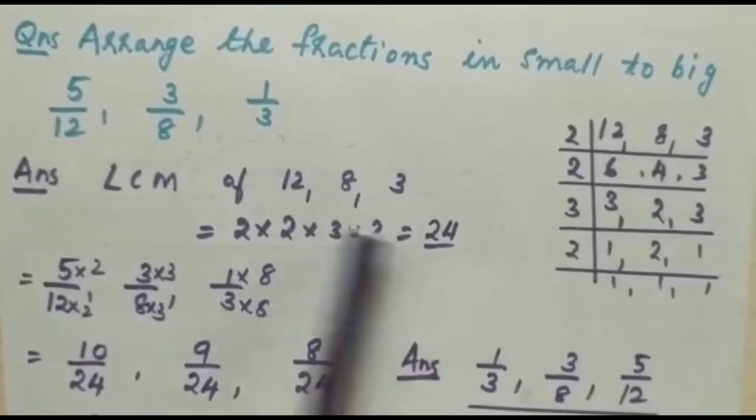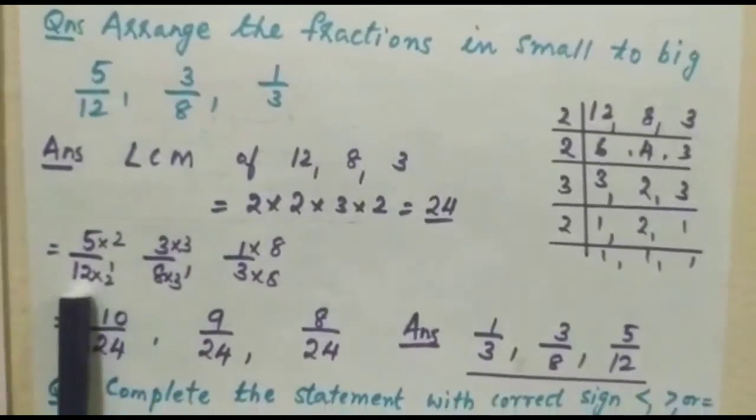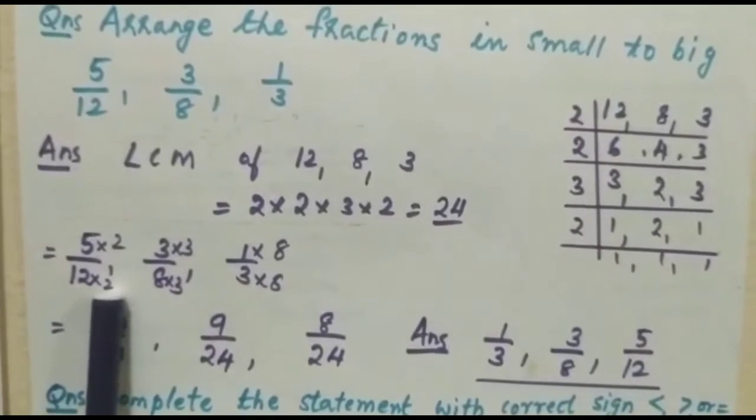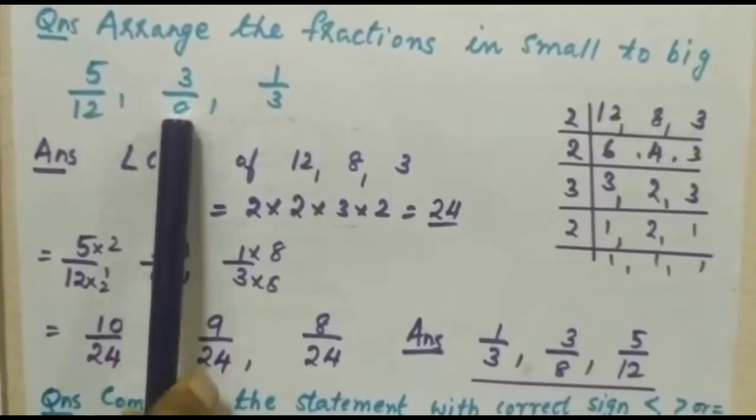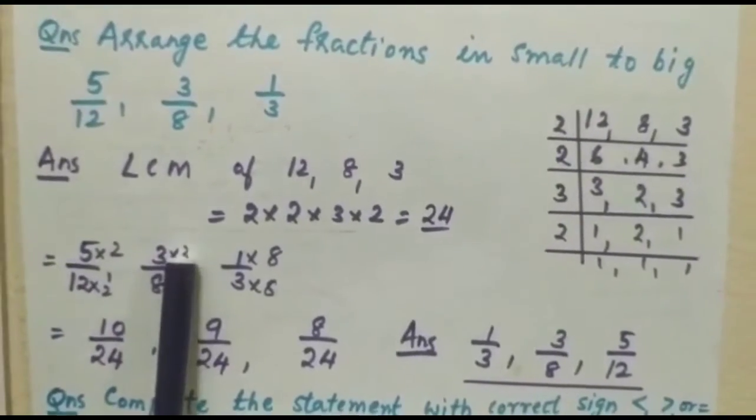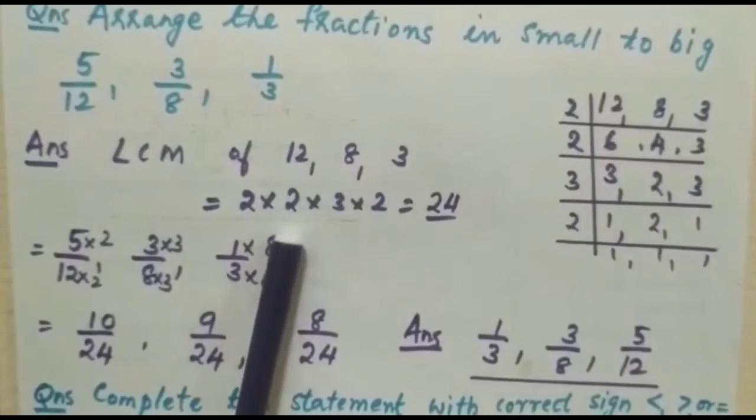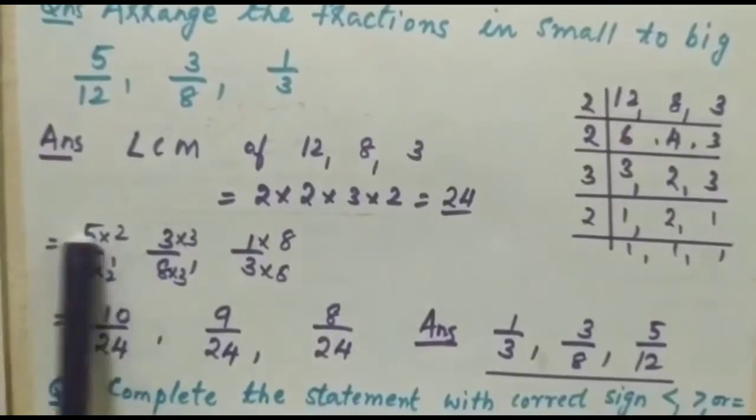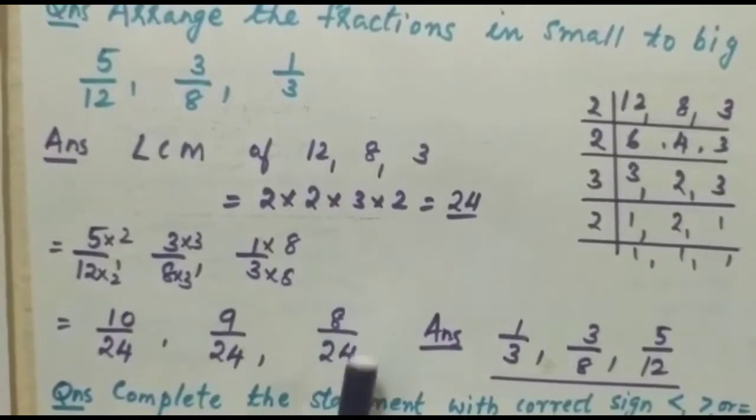LCM is 24, so each denominator has to be changed to 24. 5 by 12 changed to 24 means multiplied by 2, so 5 is also multiplied by 2. 3 by 8 is multiplied by 3, so 3 also by 3. For 1 by 3, the 3 is multiplied by 8, so the numerator is also multiplied by 8. While multiplying, you get 10 upon 24, 9 upon 24, 8 upon 24.